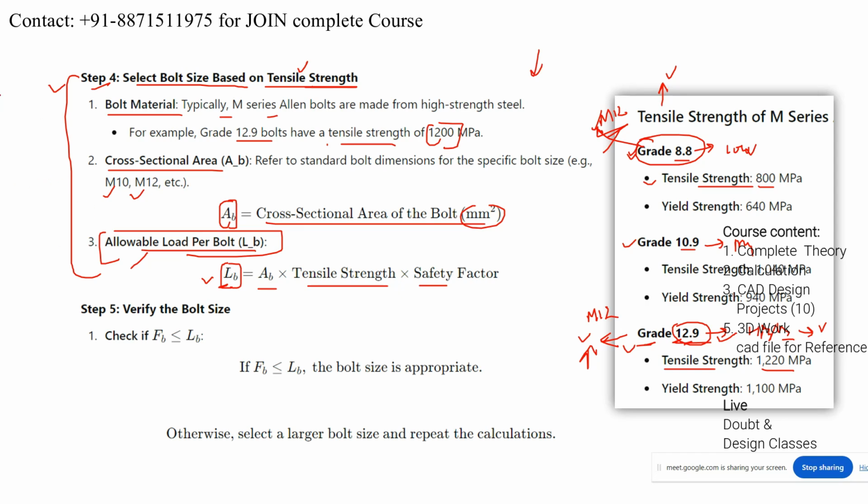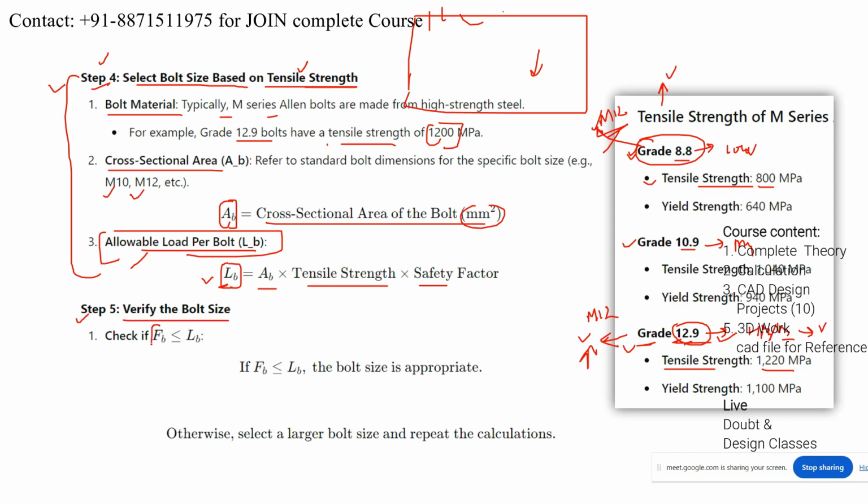Yes. Okay, so for step 4 you have to refer to a table. Is it clear? Understood? So step 5 is nothing but you have to verify the bolt size.